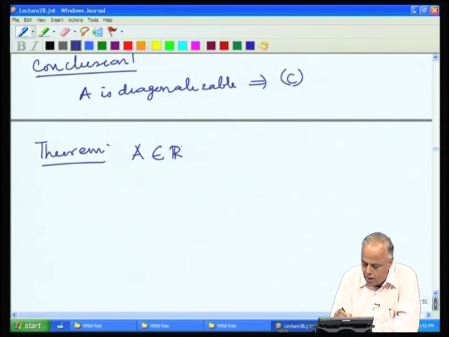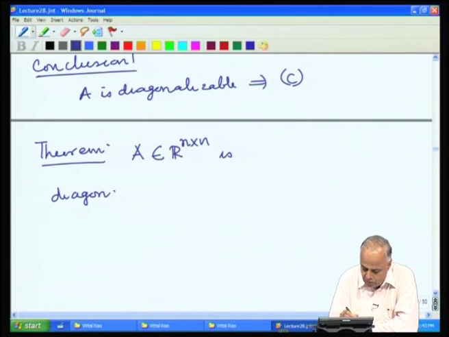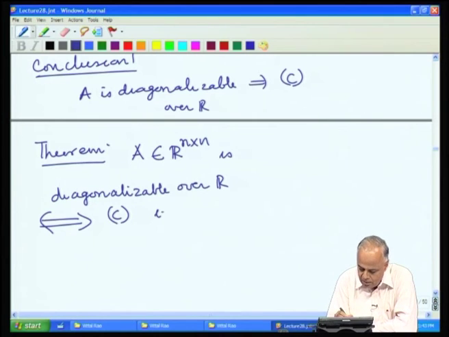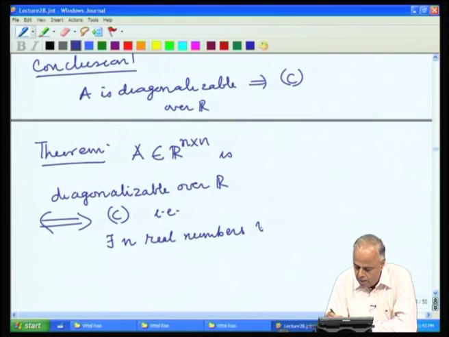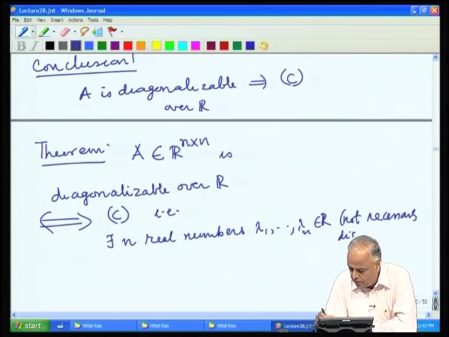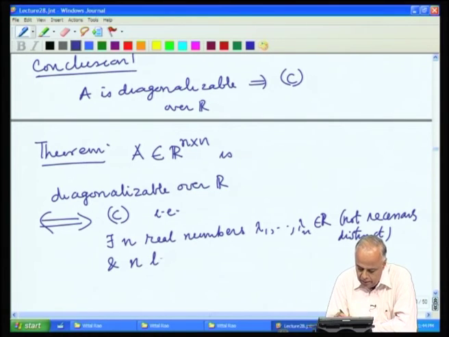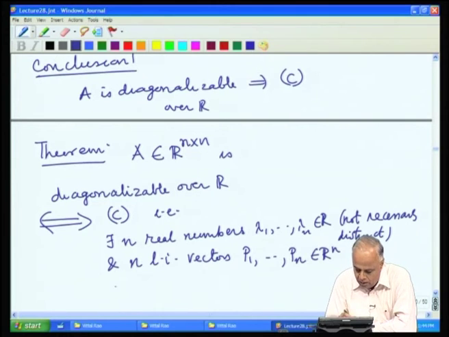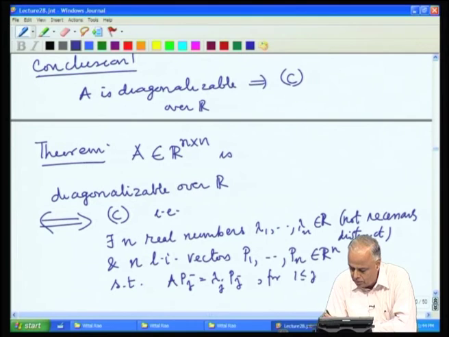A belonging to R n n. So, A is a real n by n matrix is diagonalizable over R, this diagonalizability is over R, if and only if C holds, that is, there exists, I will repeatedly write this, n real numbers lambda 1, lambda 2, lambda n in R, not necessarily distinct, and n linearly independent vectors p 1, p 2, p n belonging to R n such that A p j is equal to lambda j p j for 1 less than or equal to j less than or equal to n.